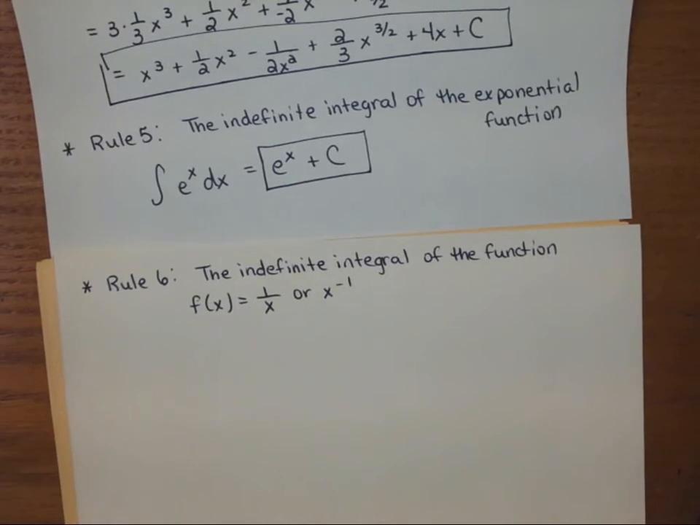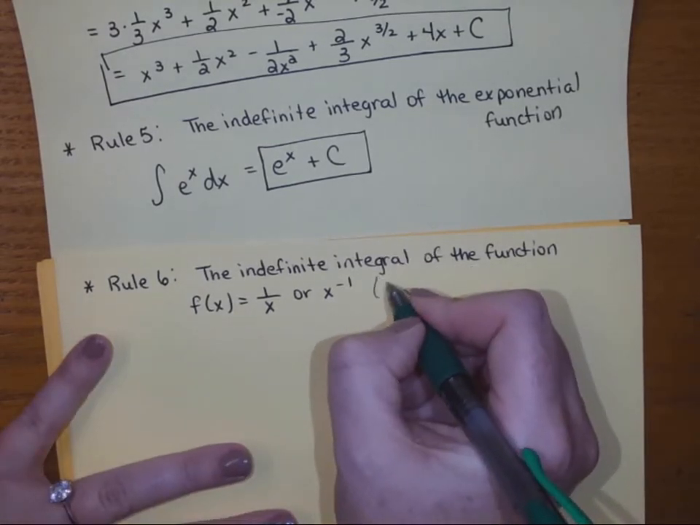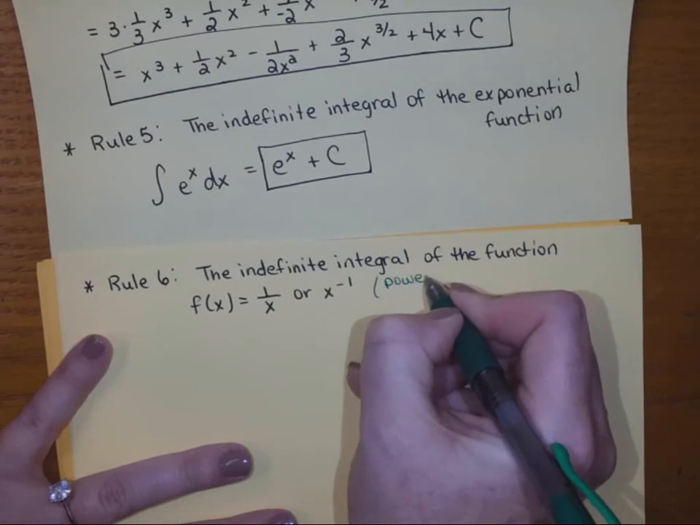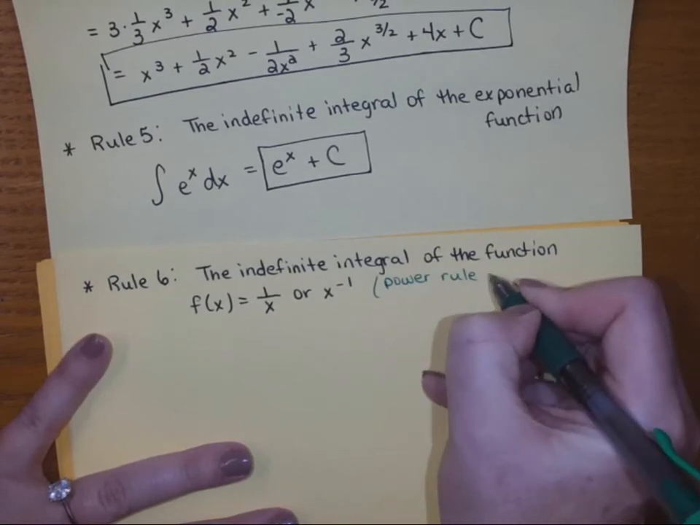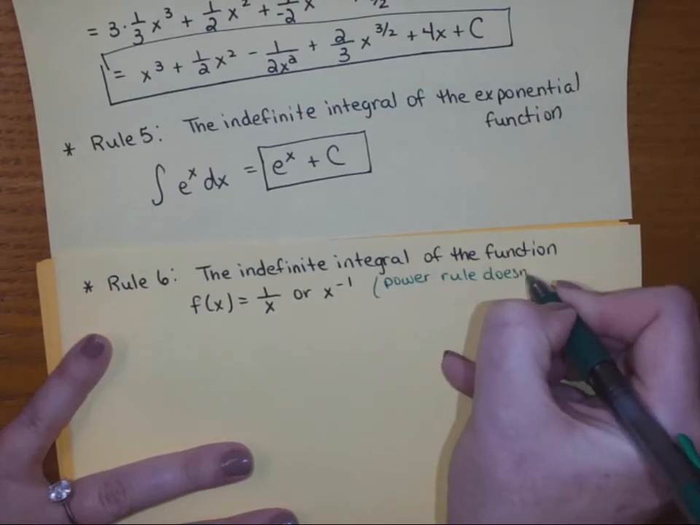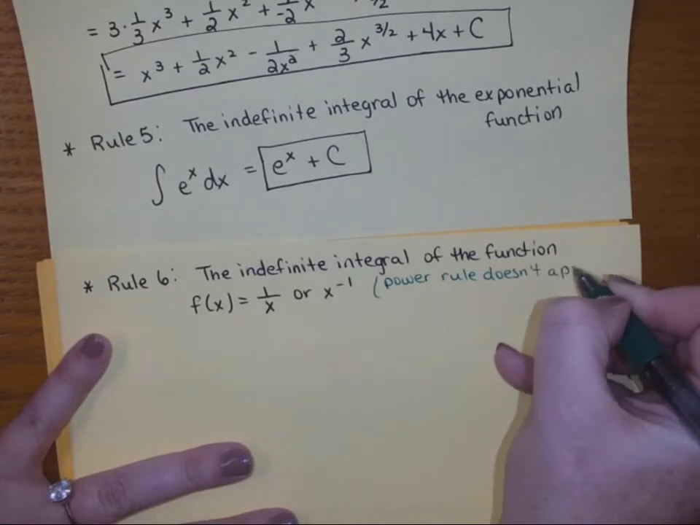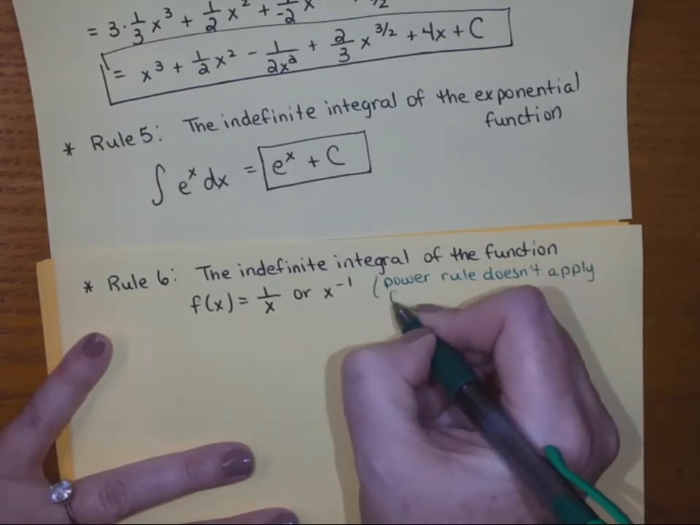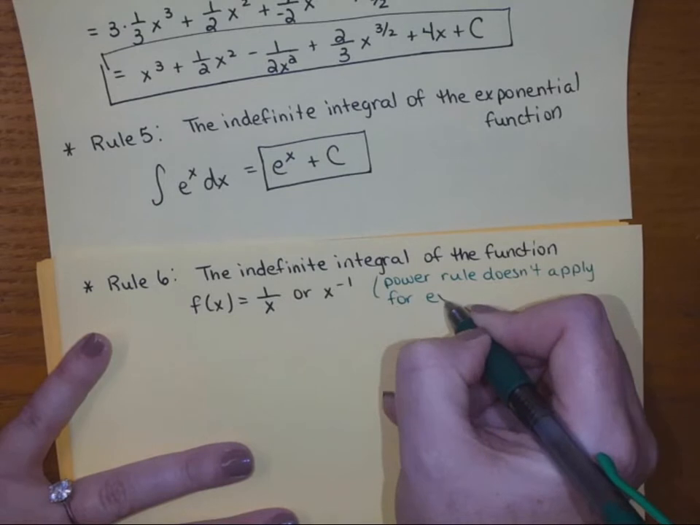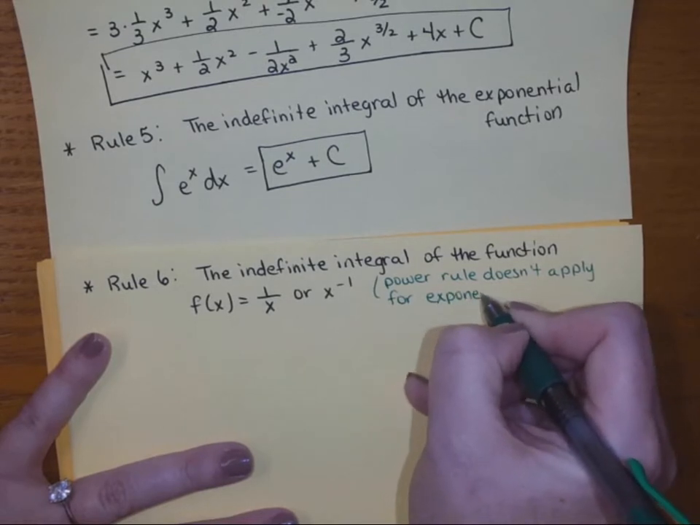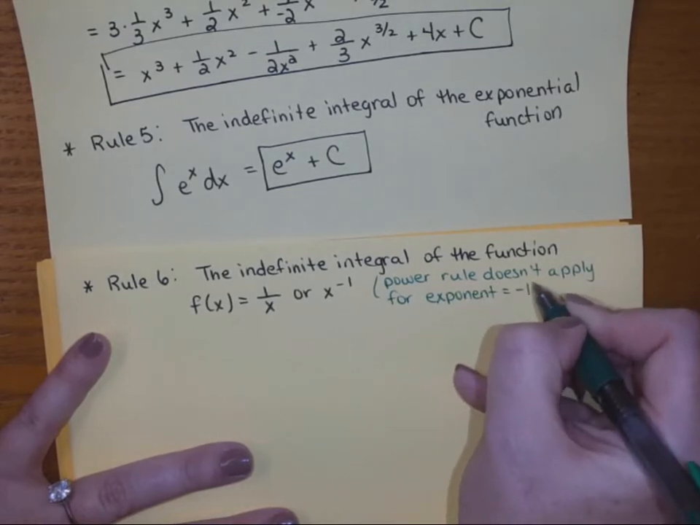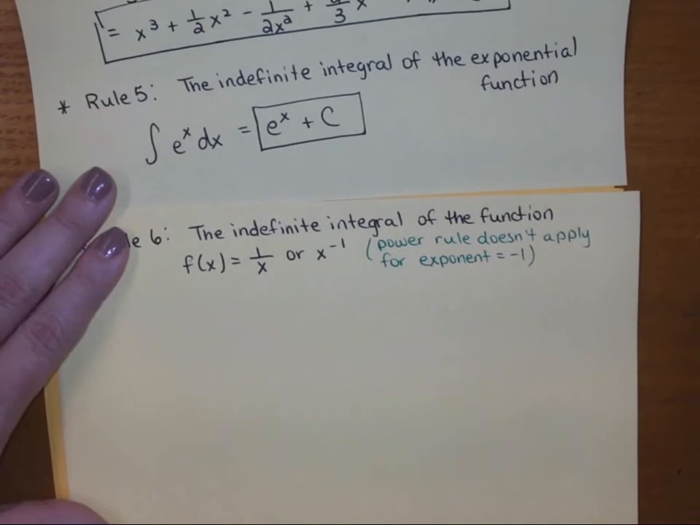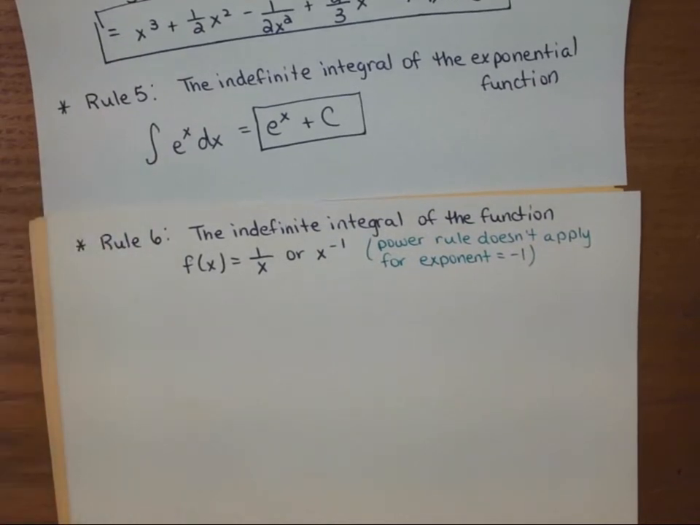Remember, those are equivalent. So the first thing to notice is go back to the power rule if you need to, but the power rule doesn't apply when the power is -1. If you go all the way back to it, it says it works for every single exponent except for when the exponent equals -1. Okay, so the exponent can be -2, it can be -3, it can be anything, but it can't be -1.